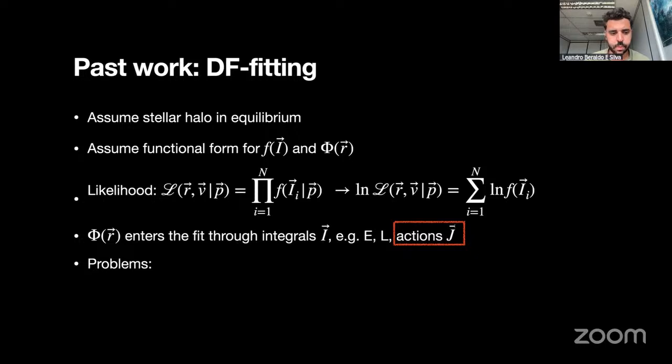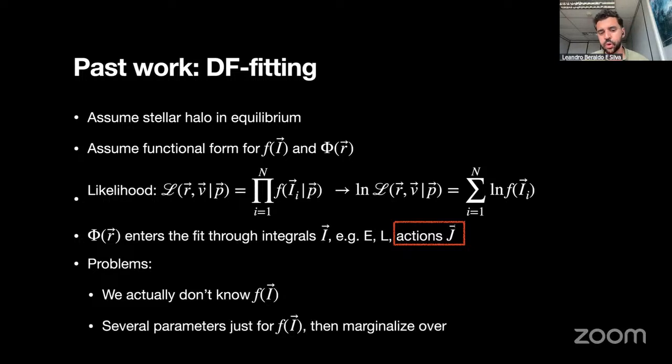Okay, so some problems with this approach. We actually don't know what the distribution function is, what this functional form for the DF is, and I won't say you cannot, but it's really hard to constrain this, okay? And then what people normally do is just propose a very generic expression for this F, which depends on several parameters. And then you also need to fit for these parameters. But if you are only interested in the potential, you marginalize over these parameters for the DF and you constrain your potential, okay? That's the kind of thing we are trying to avoid here. This minimal entropy method actually tries to generalize this maximum likelihood method in such a way that you don't need to assume a functional form for your DF, okay?